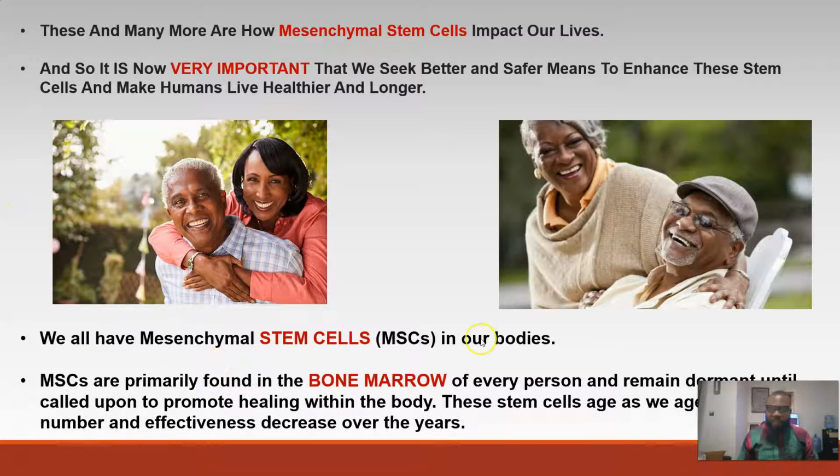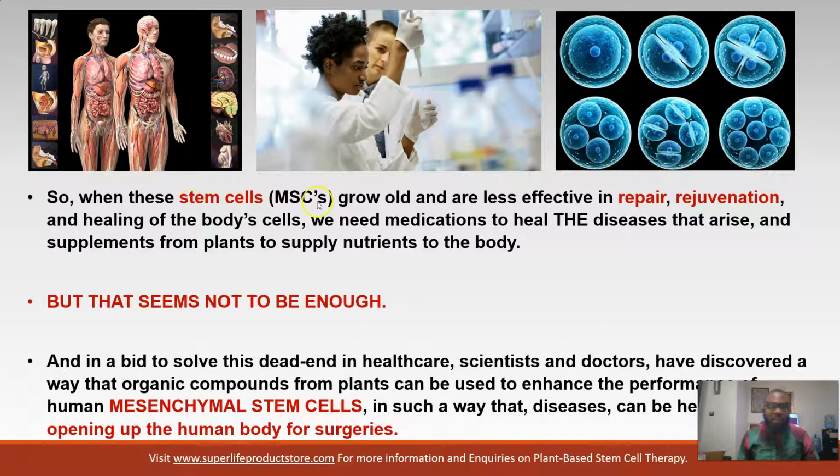So we all have mesenchymal stem cells in our body. They are primarily found in the bone marrow, like I said before. And then when we get old, they are called upon to promote healing within the body. These stem cells, as we age, like these old people you see here, these stem cells age, and their number and effectiveness decrease over the years.